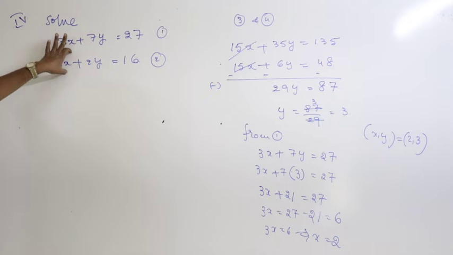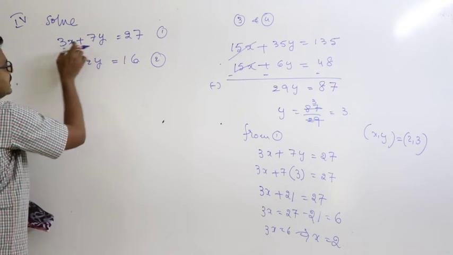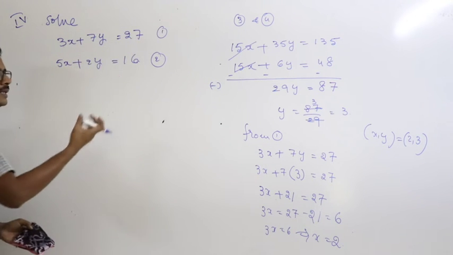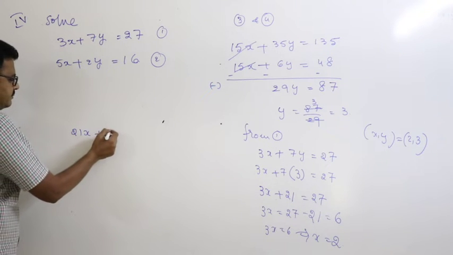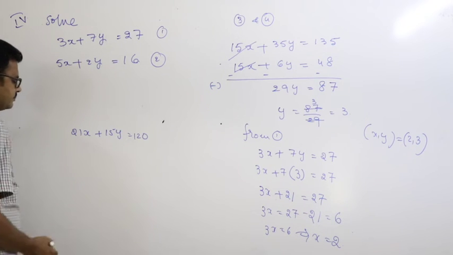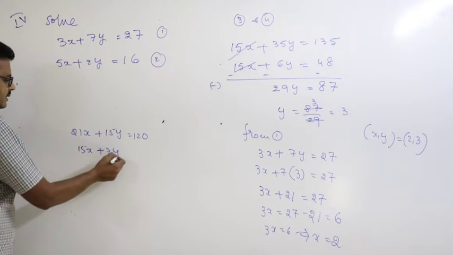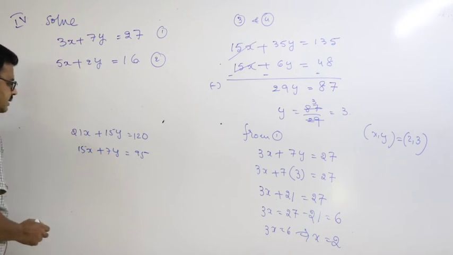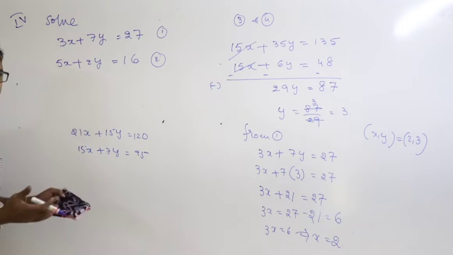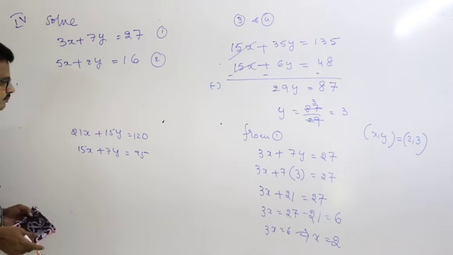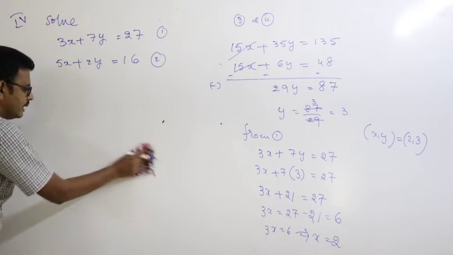So this is one method, this is an absolutely correct method, but suppose the x coefficient, y coefficient and the constants are very big numbers, for example, 21x plus 15y is equal to 120, and let it be some 15x plus 7y is equal to 95. In this case, if you are multiplying this by 7, this by 15, then you get a big number, and it takes some time while solving the problem. That's why you can go to another method.